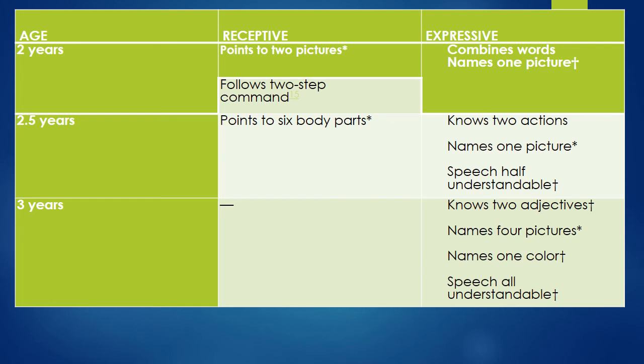When the child is already 3 years old, normally that child could already point to two pictures, follow two-step command, and point to 6 body parts. And also with expressing himself or herself, can know 2 adjectives, can name 4 pictures, name one color, and speech is all understandable.